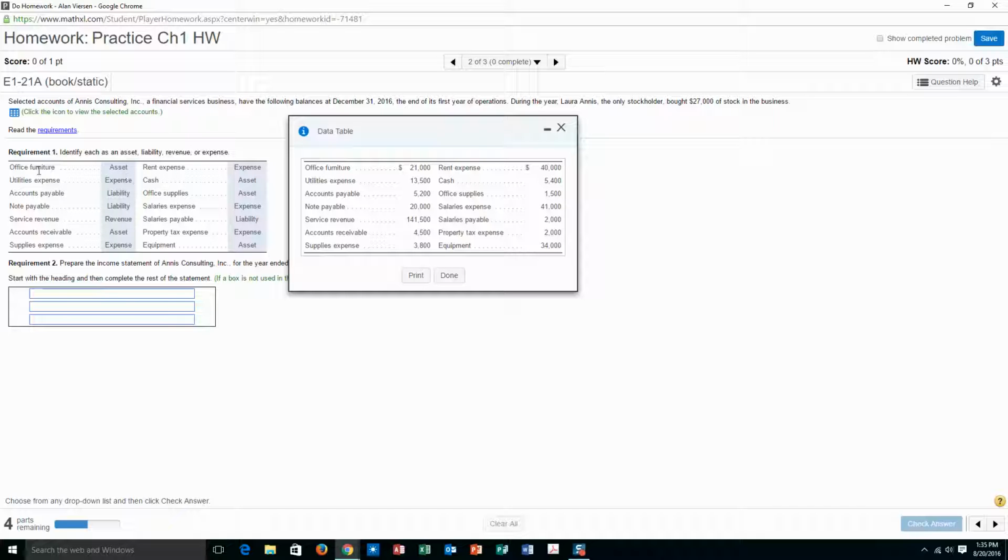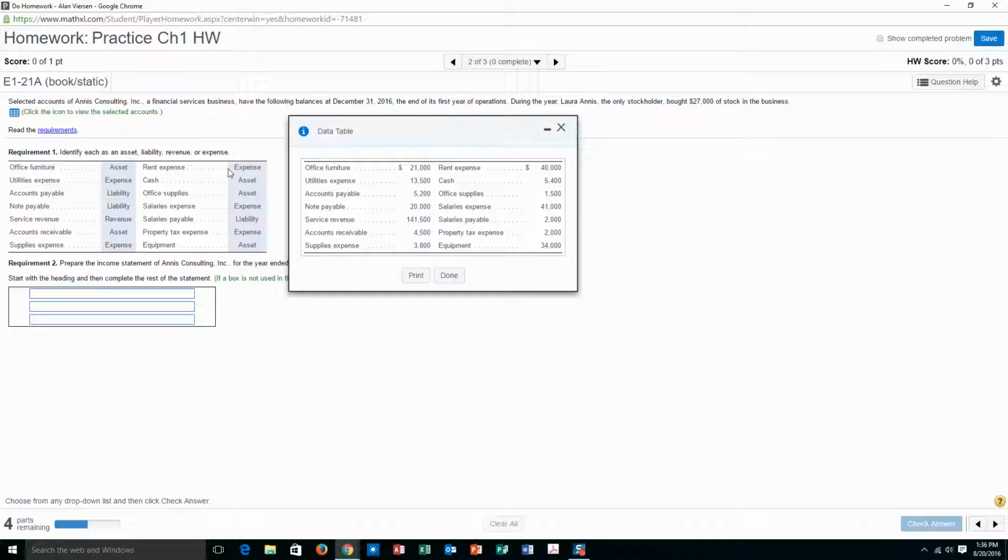Okay, so as you can see, I went ahead and filled in the categories, and what I want you to see is the pattern. Office furniture, it's a resource of the business, okay? Accounts receivable. Now that's one you may not have seen before. That's what customers owe you. That's an asset. Notice that the expenses are always expenses. The payables are always liabilities. The revenues are always revenue.